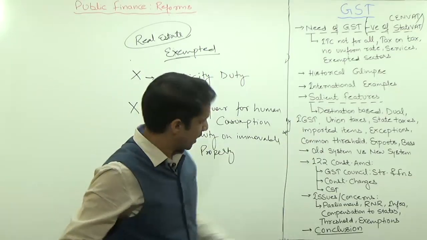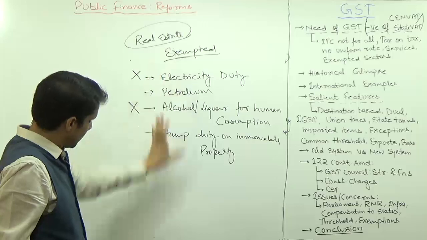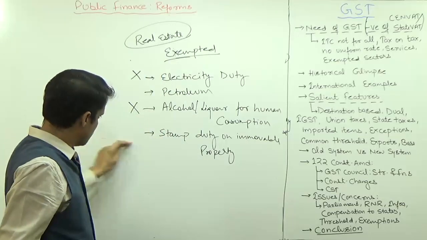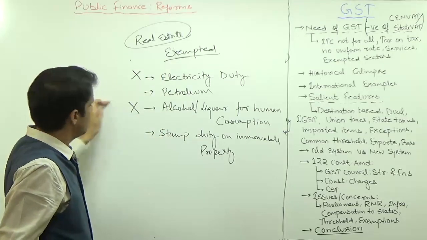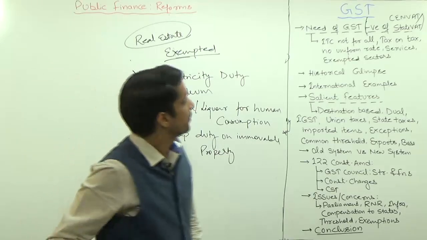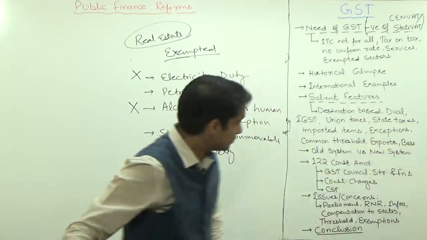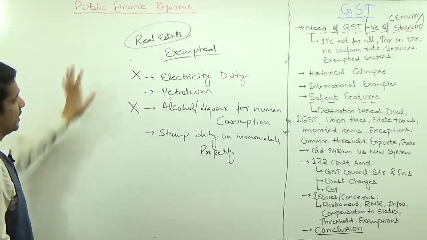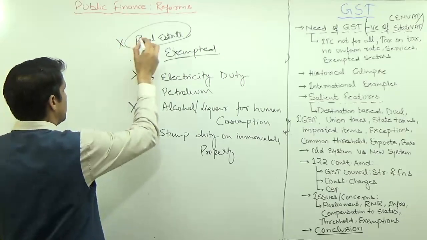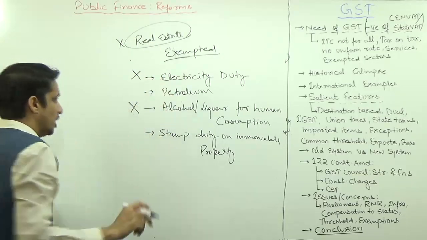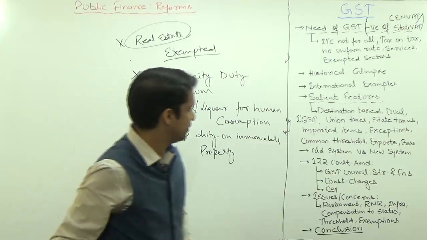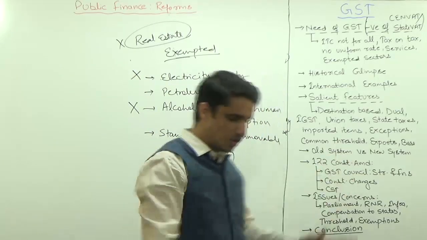Then we have the imported items that we discussed. In case of imported items, customs duty will be levied, IGST will be levied, then cess will be levied. Then the exceptions. We already discussed these three exceptions: real estate, electricity duty, and alcohol or liquor for human consumption.